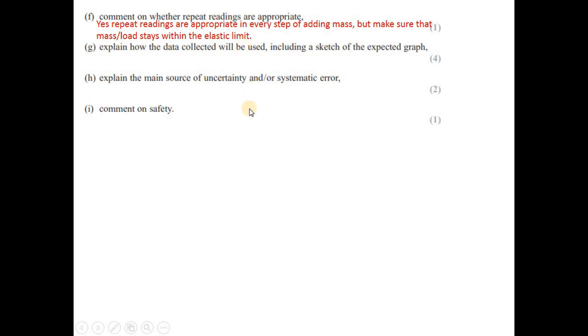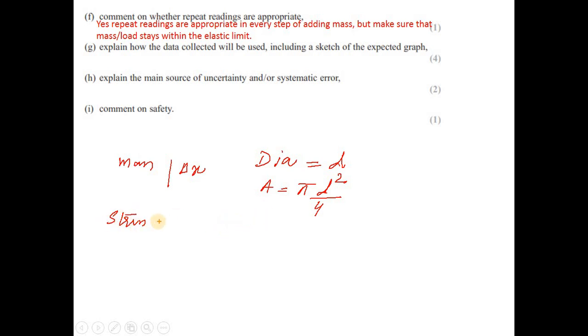Part G, explain how the data collected will be used. Include a sketch of the expected graph. So you can explain how you would use the data. Remember, you have masses and you have extension that you are measuring. First of all, you will need to find the diameter from the screw gauge, and using this diameter D in the formula for area, A is equal to pi D square by 4. And once you have an area, then you are going to find the stress, and stress is force per unit area, and this force is basically W, which is equal to mg.